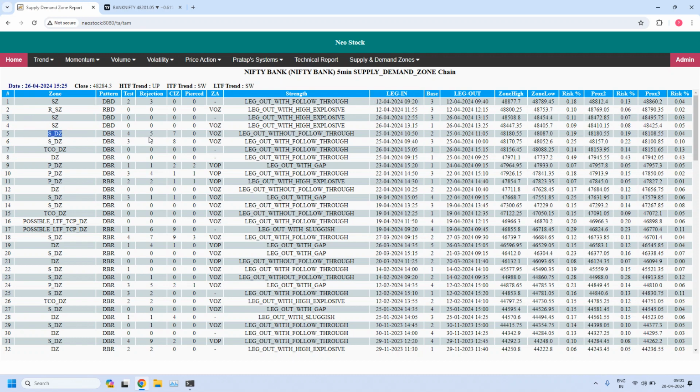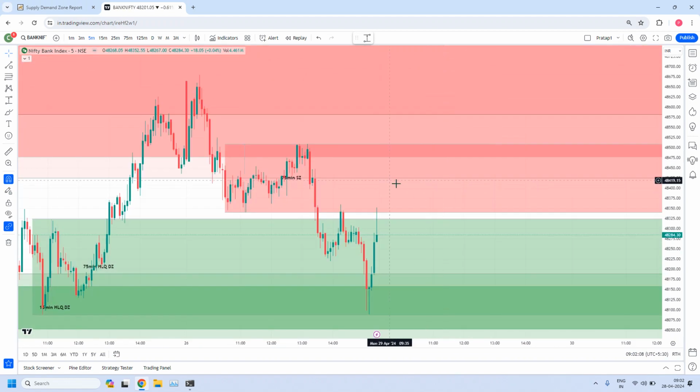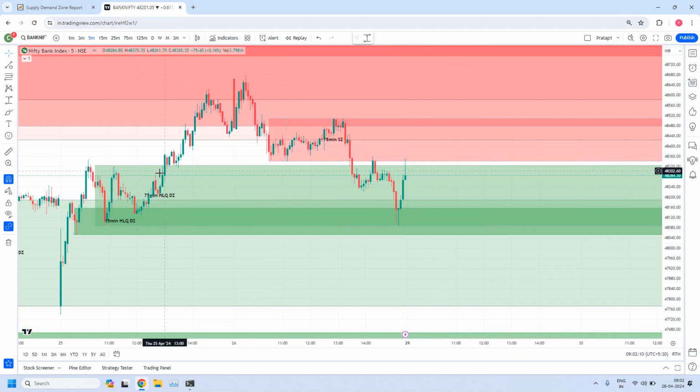Several tests, keep on testing here. When it is created on 25th April, 10:50, 2 base candles. From here. Yeah, this is the one.